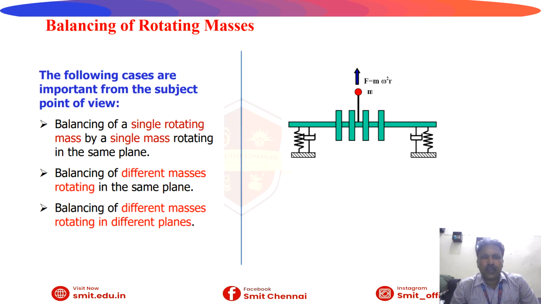The following cases are important from the main subject point of view. What are they? Balancing of a single rotating mass by a single mass rotating in the same plane, balancing of different masses rotating in the same plane, and balancing of different masses rotating in different planes. As in this picture, we have already noticed in the previous slides, the rotor that is rotating has a centrifugal force of F equal to m omega square r.